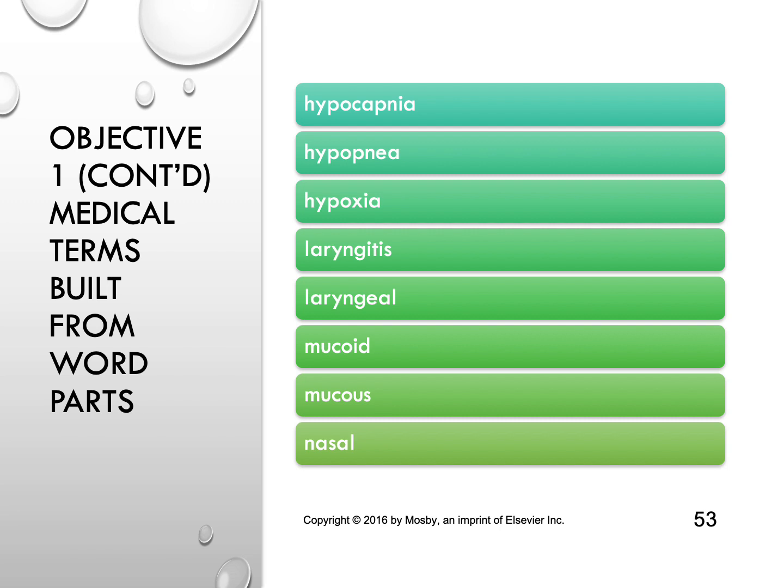Laryngitis, remember what itis means? Right, inflammation. So this is inflammation of the larynx. Laryngeal, again, pertaining to the larynx. What about the term mucoid? Remember what the ending OID is? It means resembling mucus. All right, and then we have our term mucus, which is a condition of, and then nasal, which is pertaining to the nose.